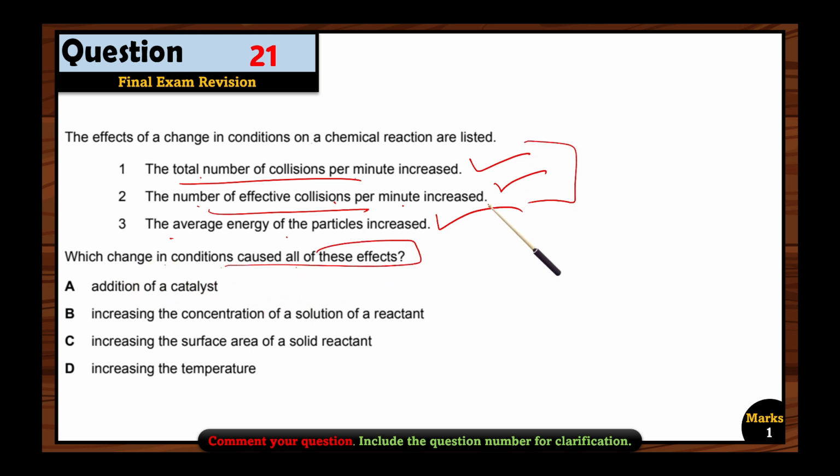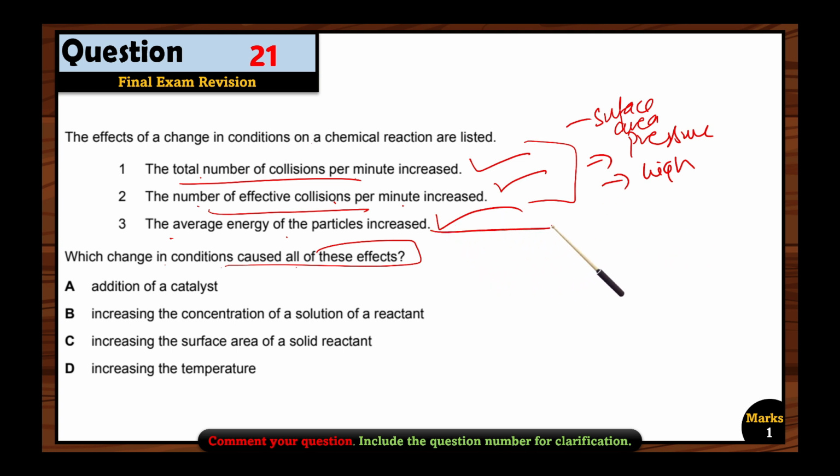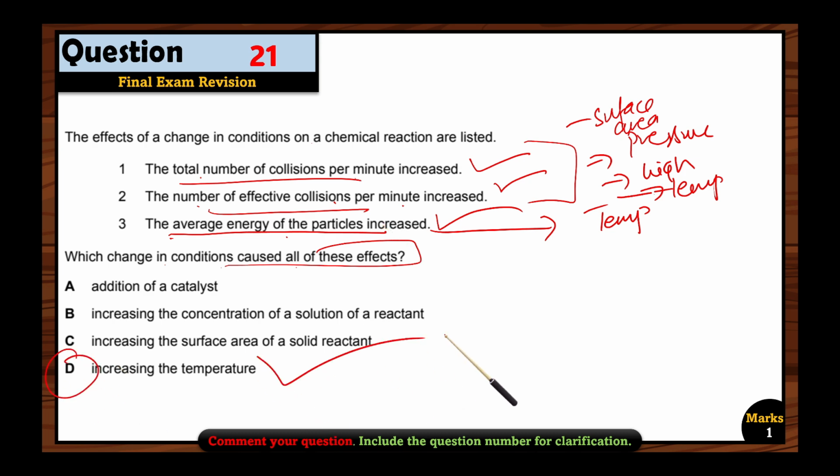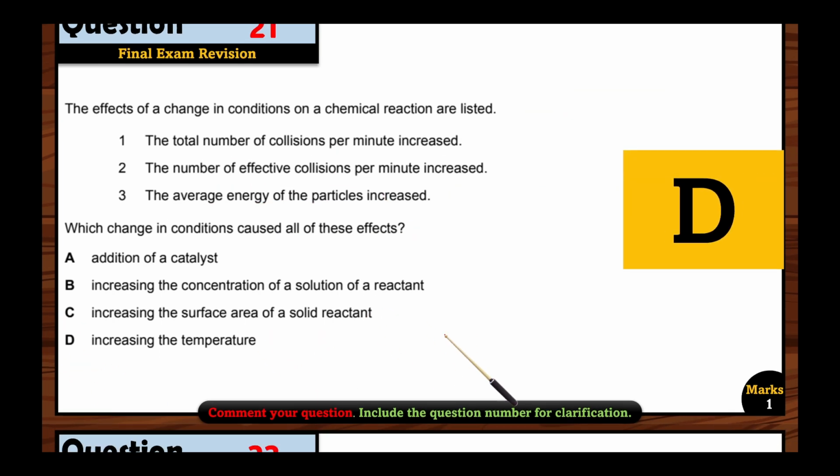These two are for surface area, they are fine. Okay, also for the pressure, if you see, they are fine. If you are using higher concentration, that's okay. But this one is only right for the temperature. So it means temperature is the only right answer for this question, because average energy of the particles increases only when you increase the temperature. So increasing the temperature is the only right option here, option D.